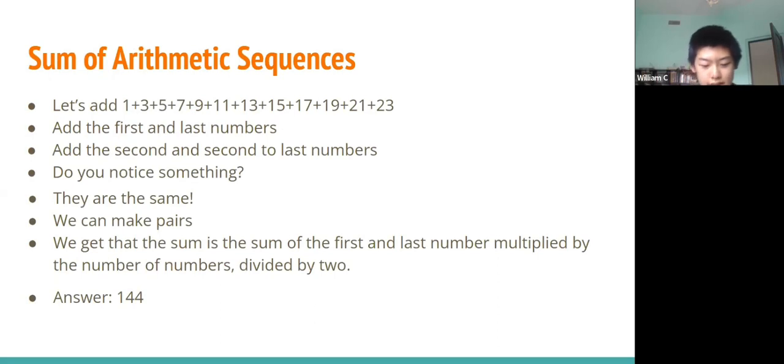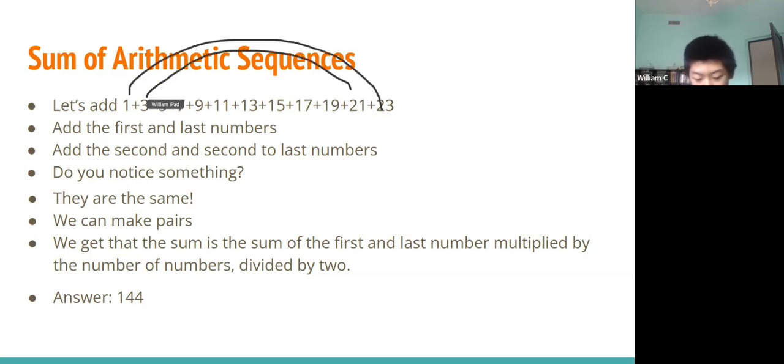Since it's an arithmetic sequence, we can first add the first and last numbers and then multiply by the total amount of numbers and divide by 2. This is because we can pair up numbers, and each pair sums the same thing. So all of these pairs all sum to 24. So therefore, we can use the theorem.